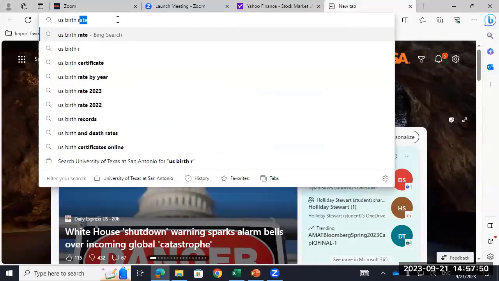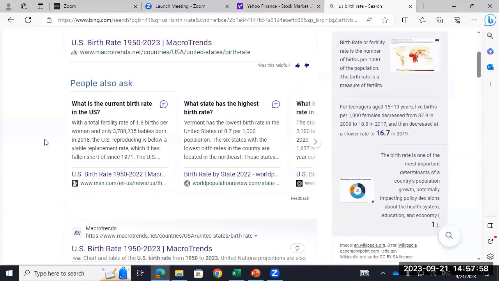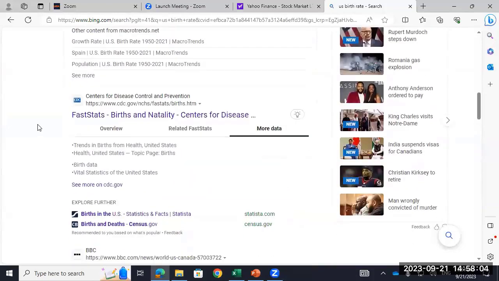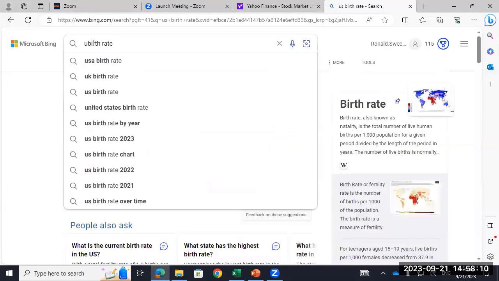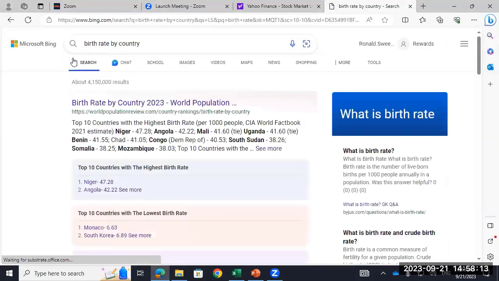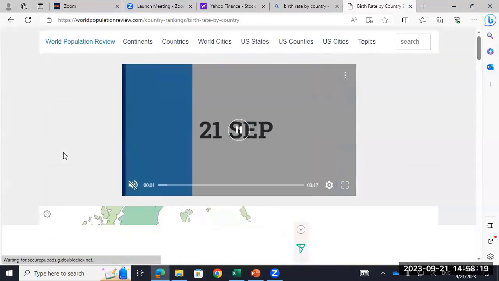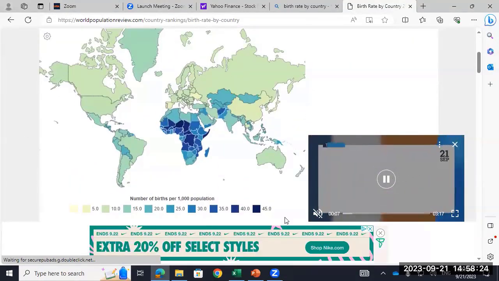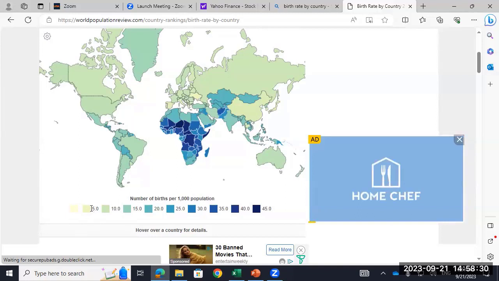U.S. birth rate, where are we now? Oh, that's not the right number. I don't know why they're showing birth rate by country. I don't know what that 12 is. Can you imagine the average woman having 12 kids? That seems a little high to me. All right, so that's per 1,000.